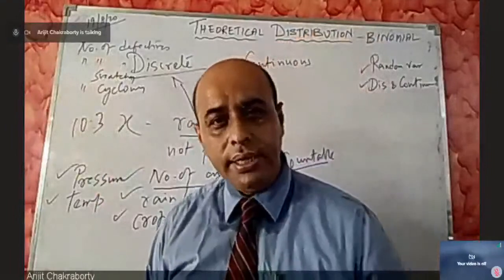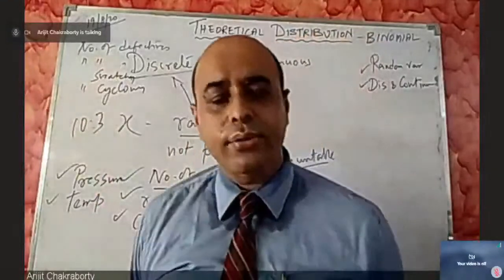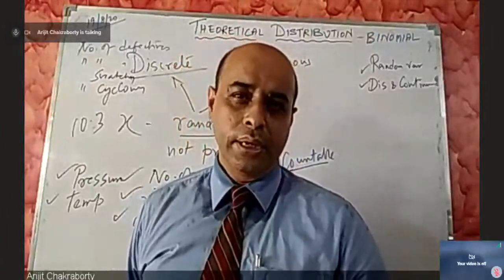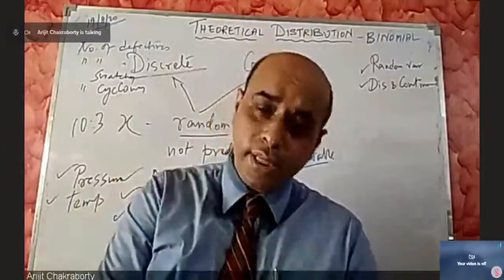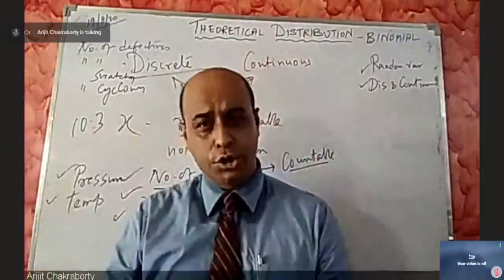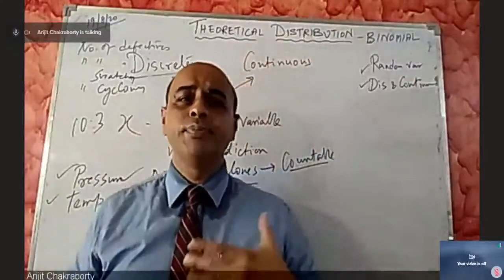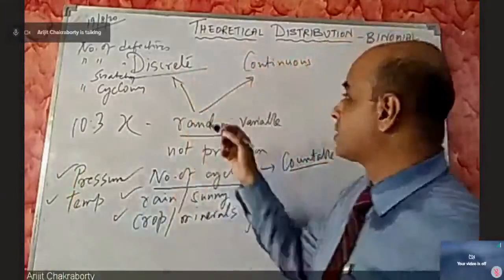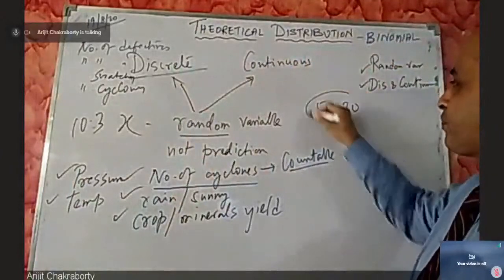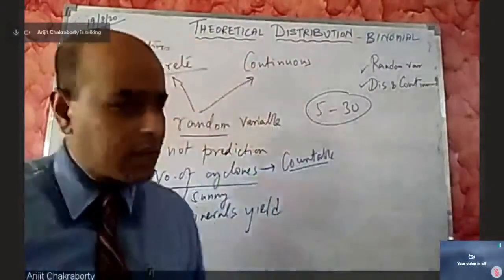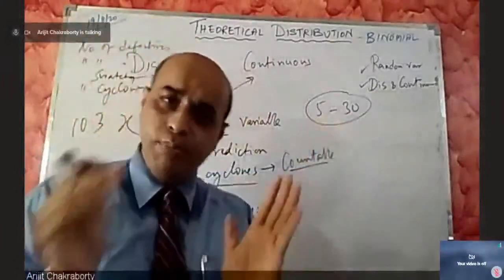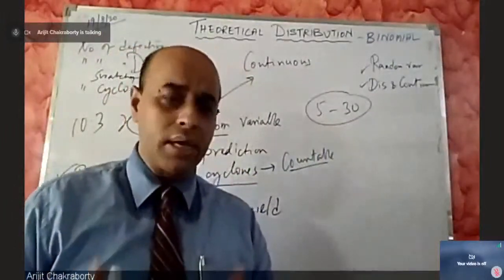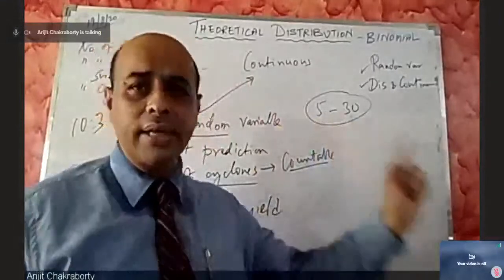So in case of a discrete random variable, the variable X can assume certain specific values. Definitely it can assume any such specific value within a given range. For example, in a company it might be observed that the number of defectives lie in the range, say, between 5 and 30. Yes, the number of defectives can assume any value between 5 and 30, but here the word any value means certain specific values. All integers, 5, 6, 7, 8, 9, 10 till 30.